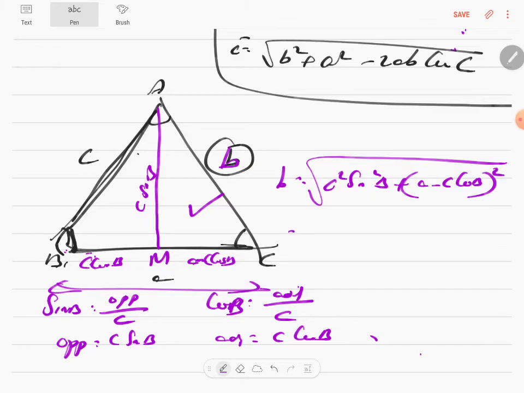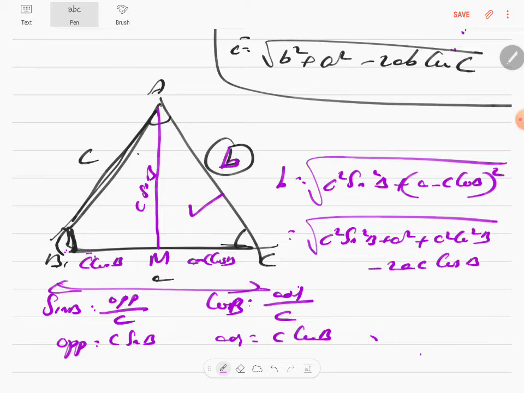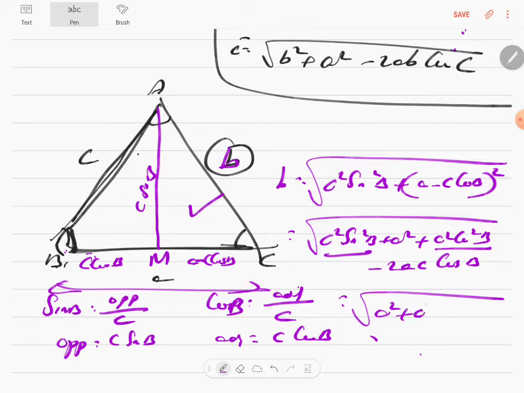So let's expand this: C square sin square B plus A square plus C square cos square B minus 2AC cos B. C square sin square B and C square cos square B will become just C square. So the result is root of A square plus C square minus 2AC cos B. We got it. Very, very important: the law of cosine.